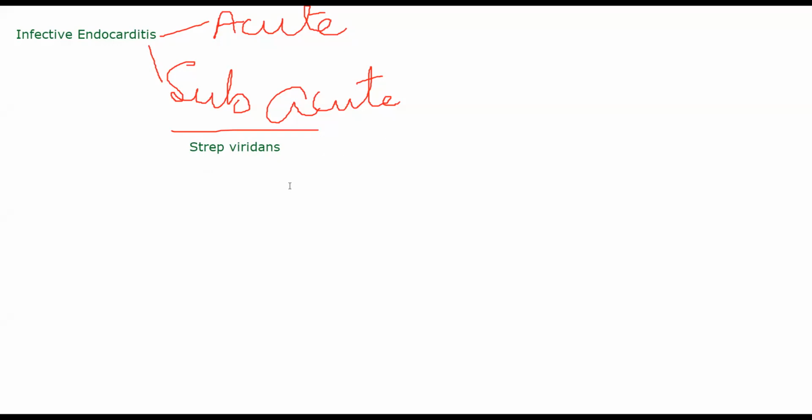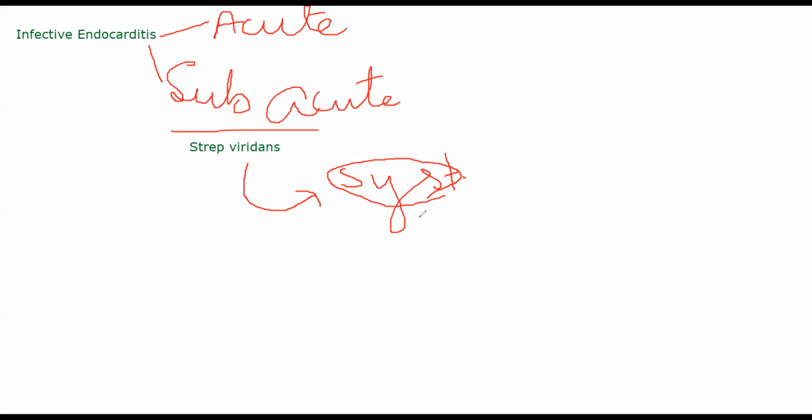But what can happen is this strep viridans can enter your systemic circulation. Whenever someone decides to brush really, really well today, that kind of brushing to kill all the bacteria in the mouth, during that period, ironically, bacteria will enter your body, enter your systemic circulation.